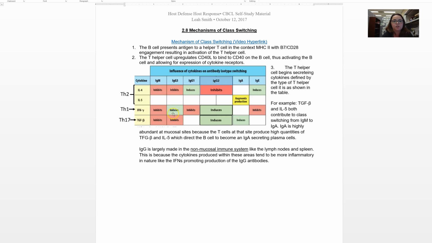You might get a little IgG1. Interferon gamma is super pro-inflammatory. So it's going to induce IgGs and inhibit IgE. So this is like when you're sick with the flu or a bacterial infection, you really want some IgG. Th17 we haven't talked about, but I'm just showing that this is a mucosal cell type, and you're seeing a lot of IgA, which is in the mucosa.